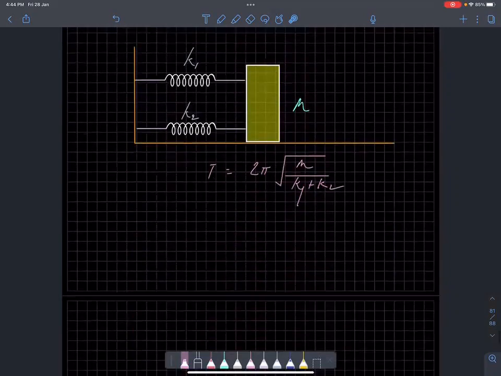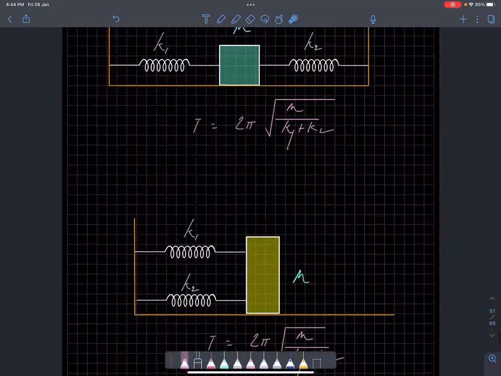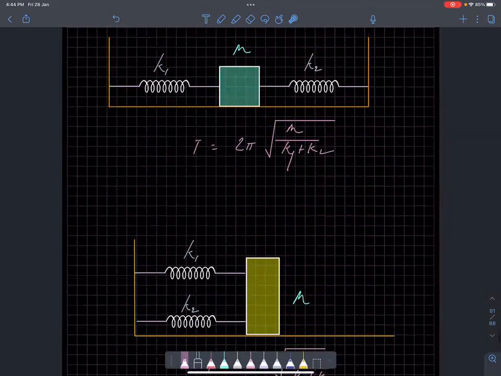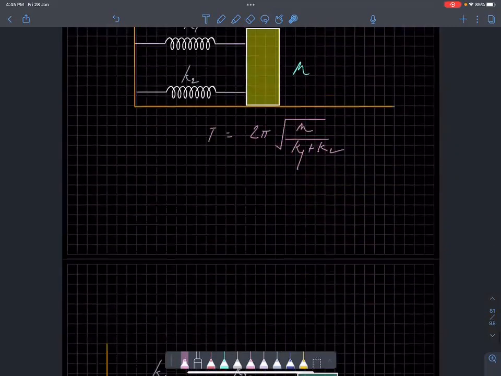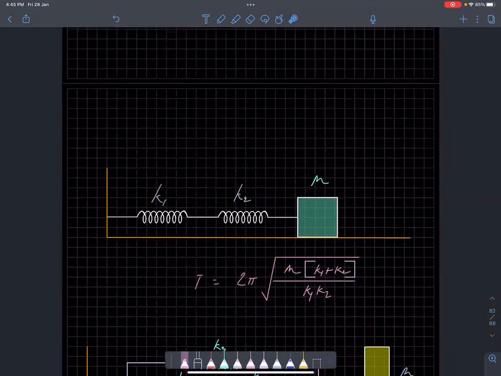The first case was also parallel, no, sir? First case was also parallel only. It is appearing in series, but actually it is in parallel because the mass is in between. Now this case, these two are in series. You know why?